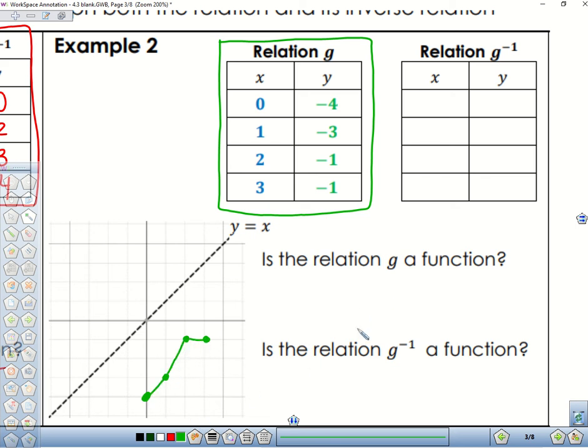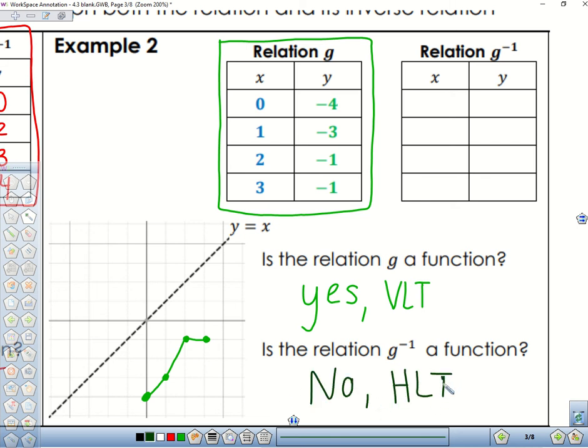And is this a function? Does it pass the vertical line test? Yes. But does it pass the horizontal line test? No. So the answer here is no by the horizontal line test. But we're going to actually graph it to see this for ourselves.